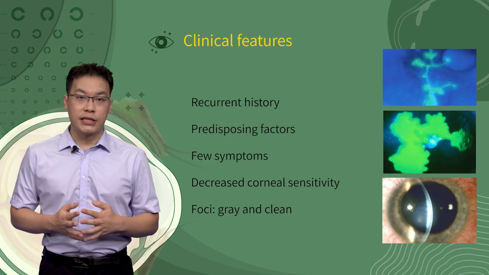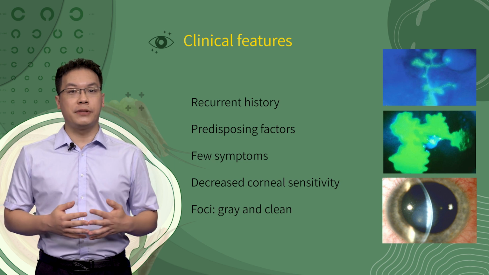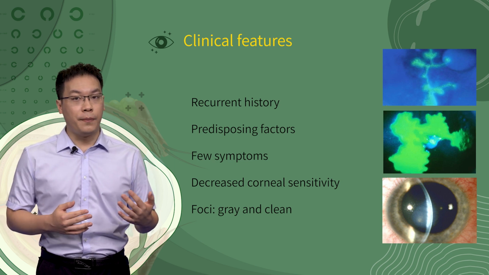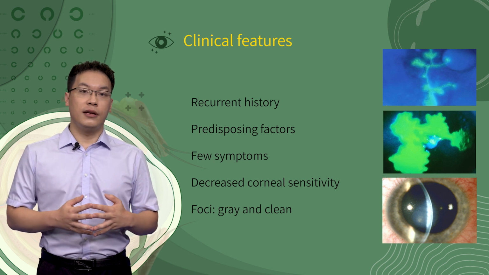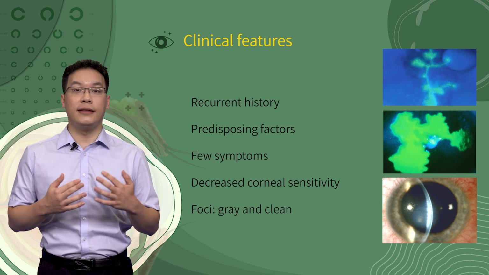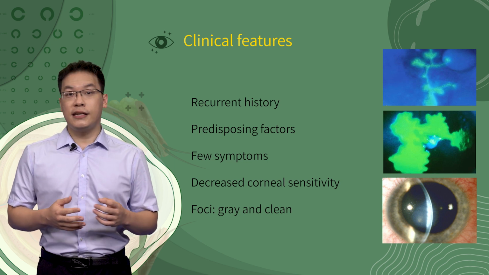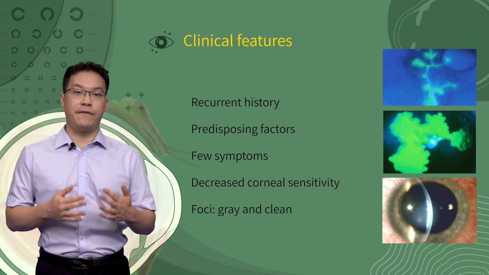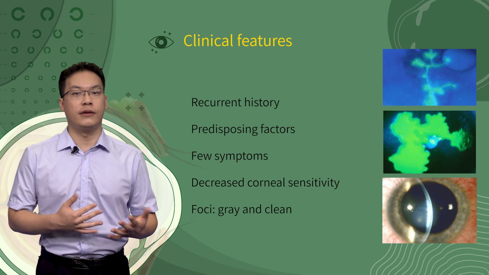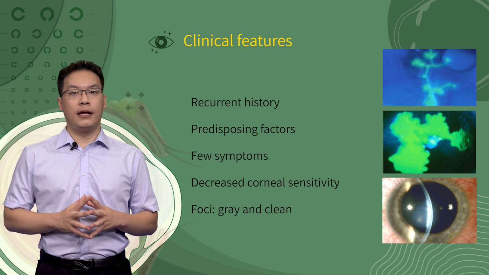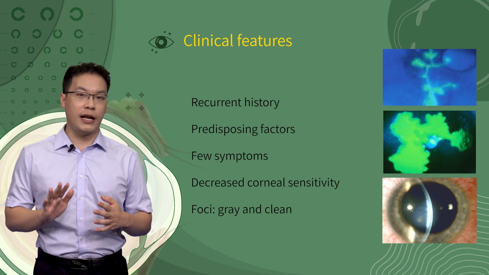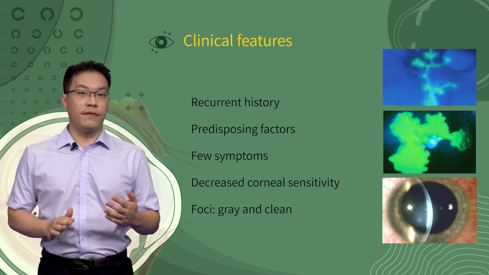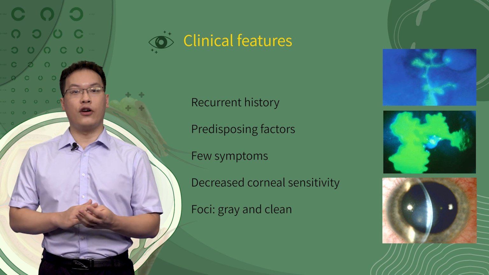Herpes simplex keratitis is prone to relapse, especially when compromised immune status is present. In addition, it is characterized by little eye irritation since the corneal sensory nerves are affected, thus reducing corneal sensation. The lesion is often gray and clean, and hypopyon is rarely seen, which is different from bacterial and fungal keratitis.